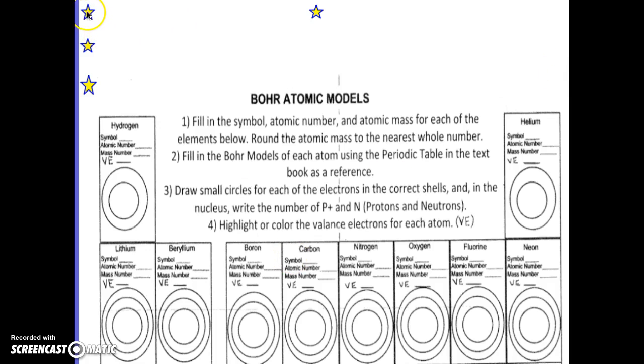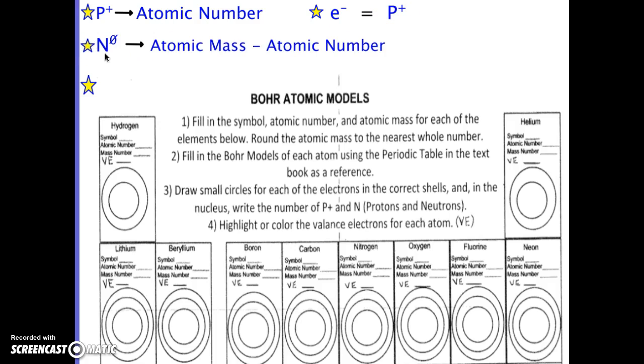Just as a reminder, the first note that I want you to take is that to find the number of protons in an atom, that is always going to be the atomic number. So write down that quick note. To find the number of electrons, negative electrons, that is always going to equal the number of protons. We're going to assume that all of these atoms are electrically neutral, which means that the number of electrons and the number of protons are equal because their opposite charges balance each other out. If you want to find the number of neutrons in the atom, it is the atomic mass minus the atomic number.